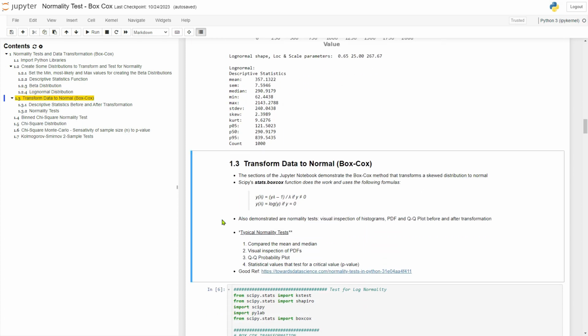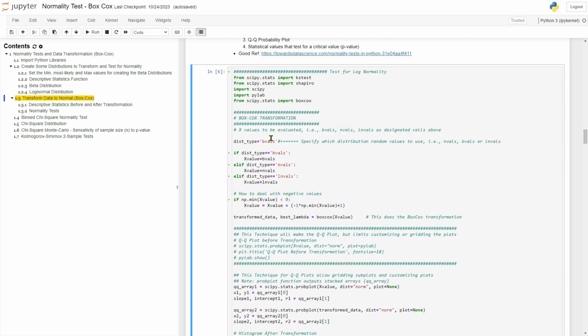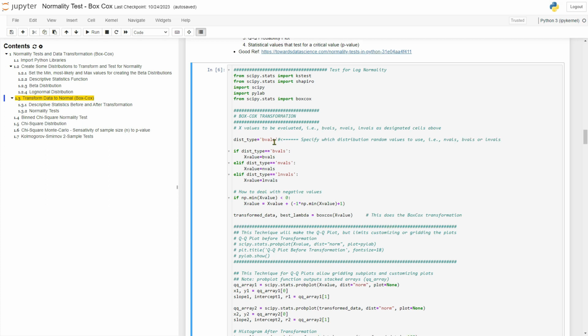Now we'll take a look at transforming the data. In the previous cells, we've created a normal distribution, which would be the n-vals. We've created a beta distribution, which are the b-vals, and we created a log normal distribution, which are the ln-vals. So here we can decide what we want to transform to normal. And I've selected the beta values, or b-vals.